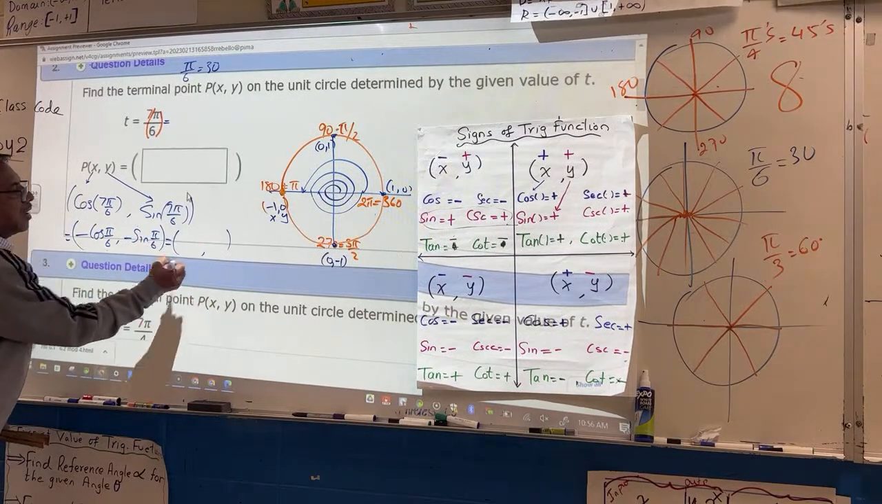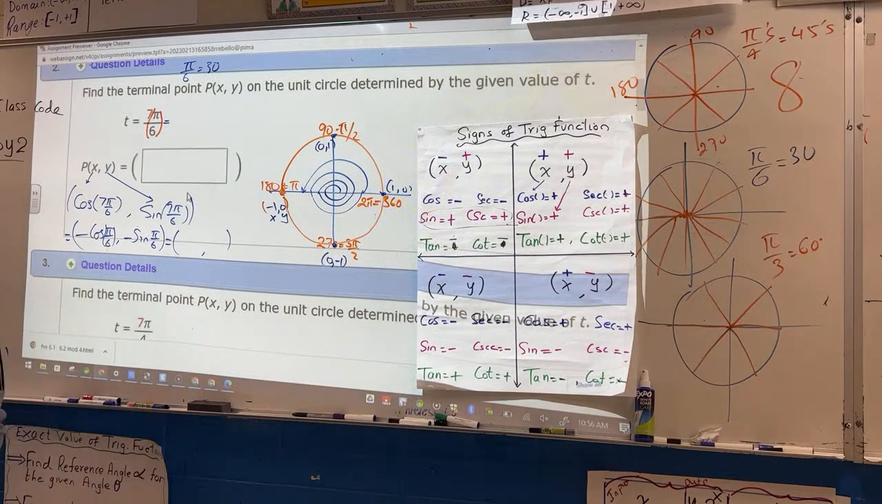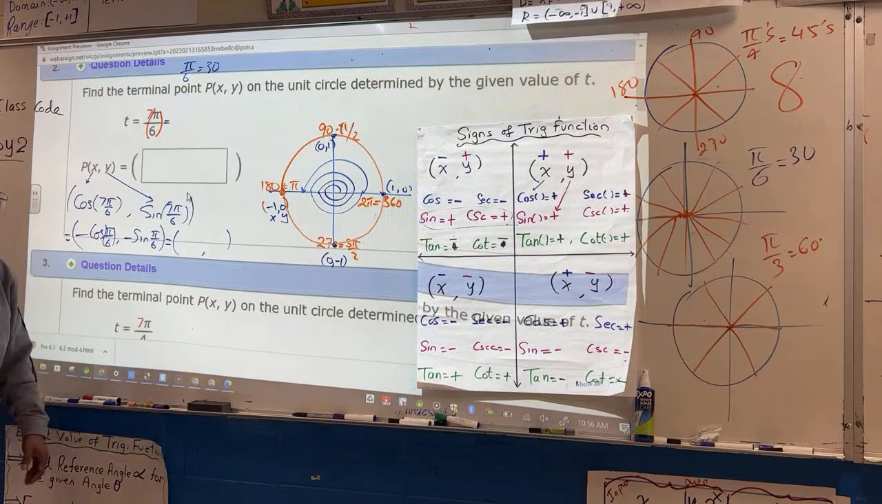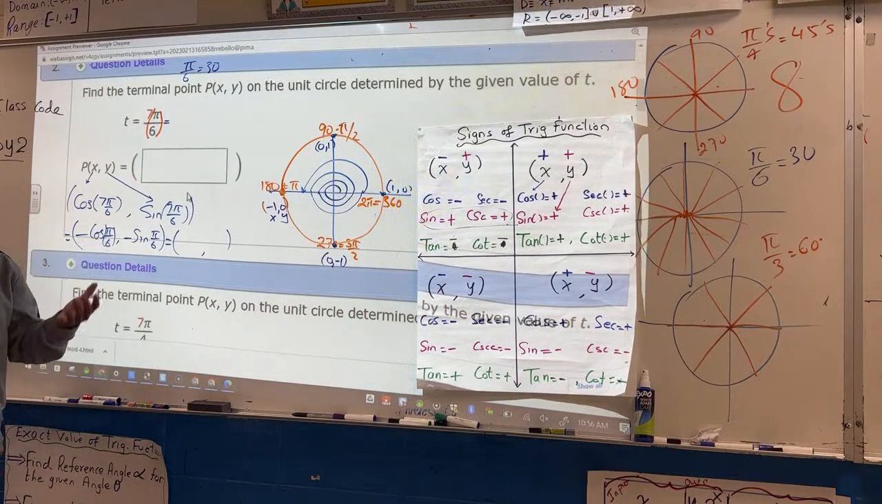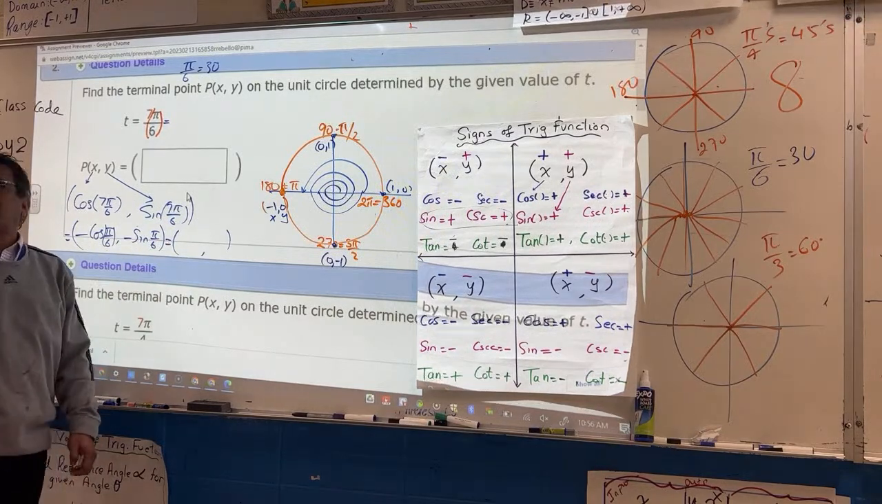And now you can write the answer. What is cosine 30? Do you remember that? Remember long back I said in 2 weeks you should be remembering all this. What is cosine 30? What is sine 30?